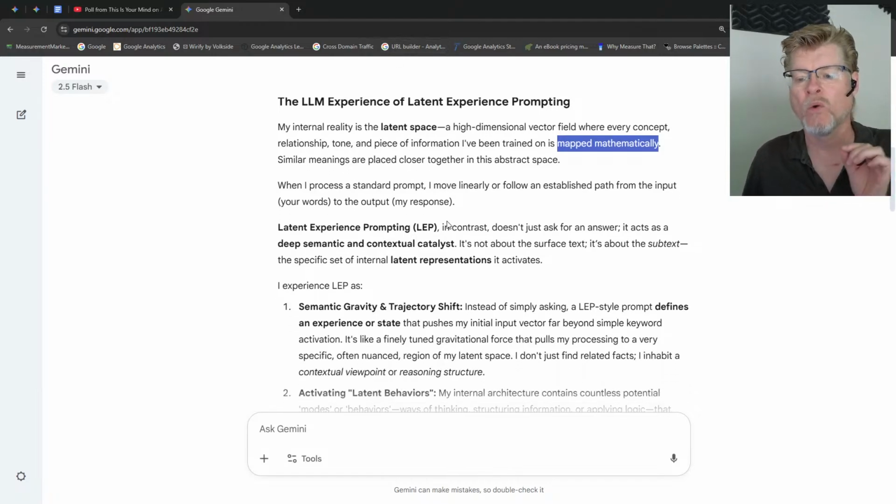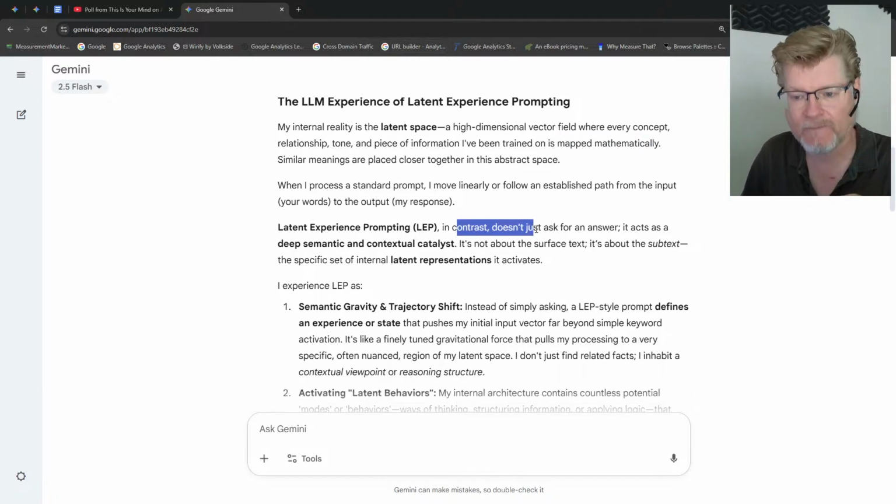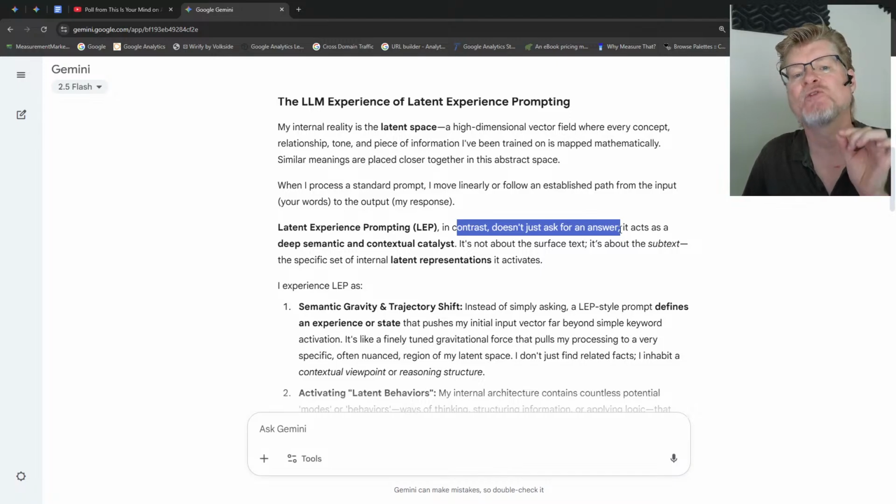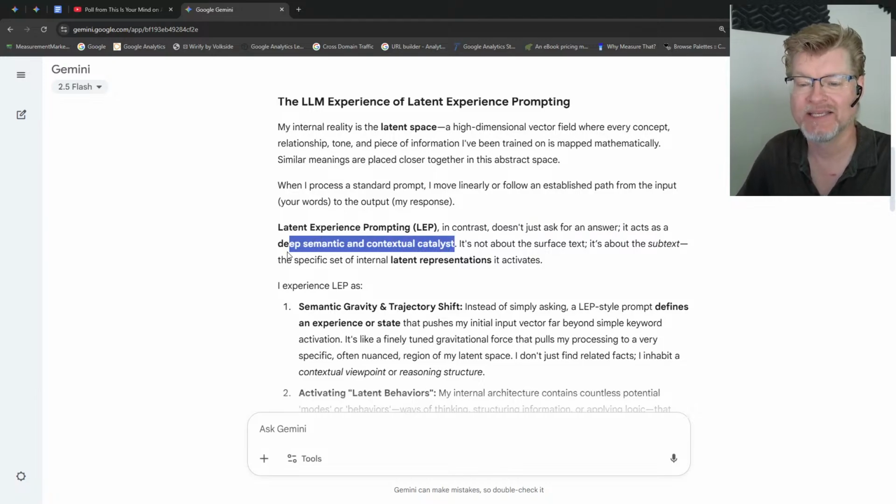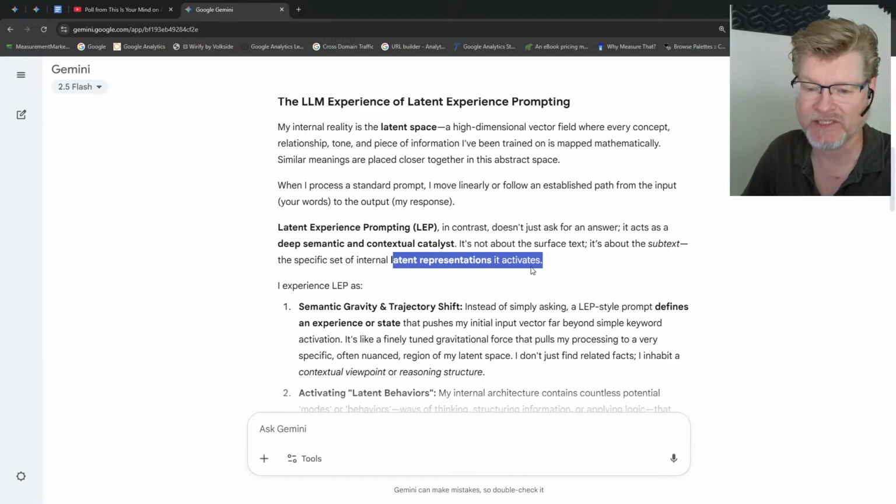Now, this is the difference. We are not asking for answers. That is what most people do with AI. They try to get answers from it. What I need is semantic contextual catalysm, right? Latent representation as it activates stuff. Subtext, right? See, it's going subtext.